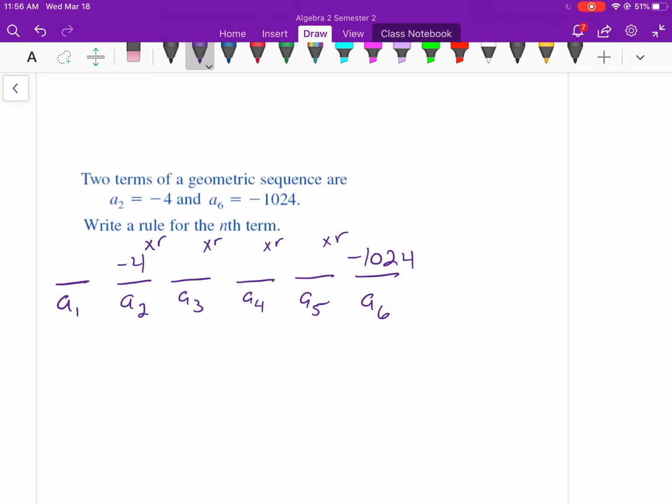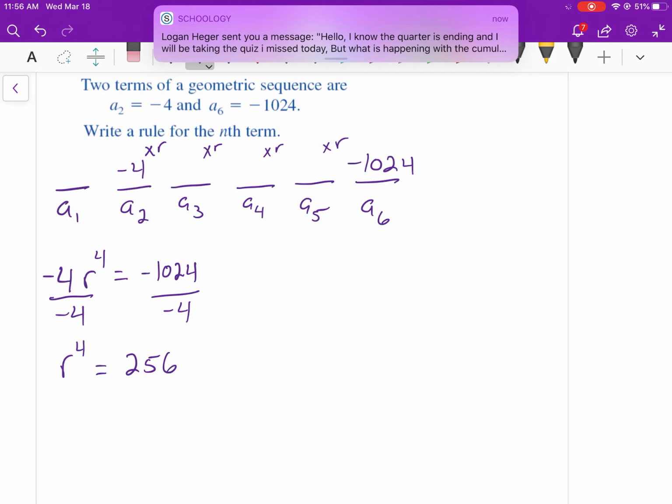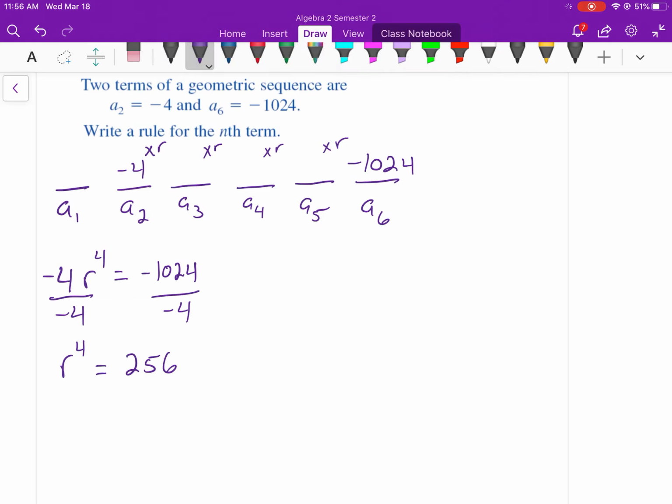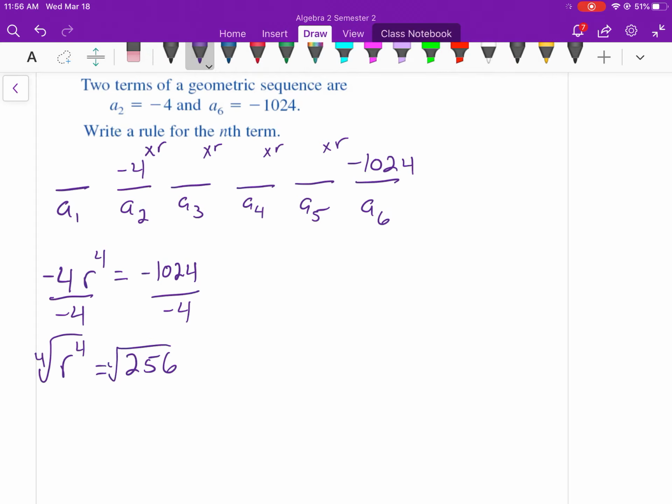So we can write an equation here that's going to help us solve for that common ratio. Because if I say -4 times r to the 4th power, since we multiply 4 times, we know that's going to equal -1024. That is an equation we can solve. Divide by -4, divide by -4. I know r to the 4th is equal to 256. And then to undo a 4th, we take the 4th root. So r is equal to plus or minus 4.